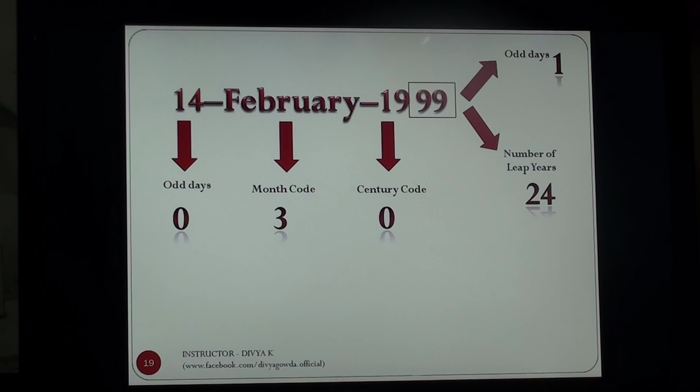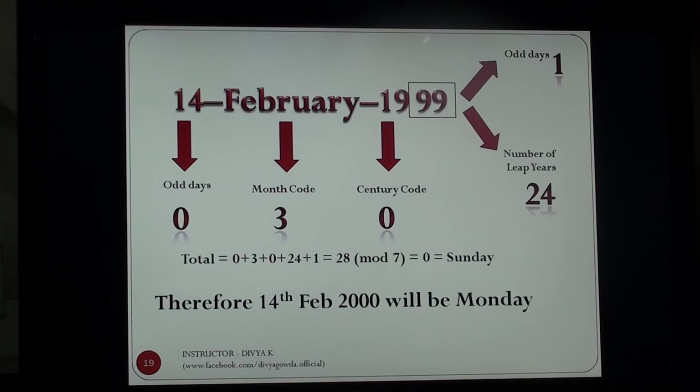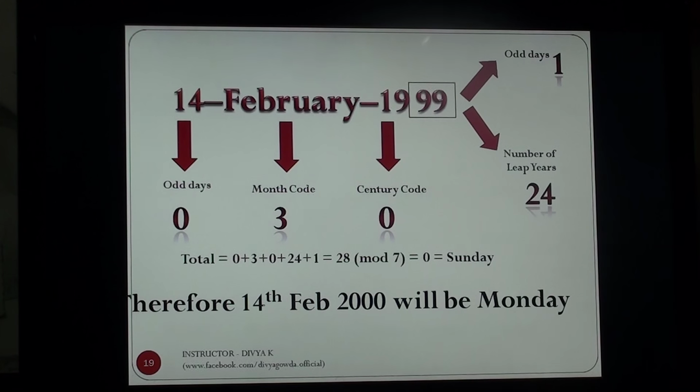Skip the remainder, just consider the quotient. There were 24 leap years. Now you just add everything. You get exactly 28. 28 mod 7 gives 0 as the remainder. 0 means it was a Sunday. But Sunday is not your answer, because I didn't ask you the day on 14th Feb 1999. I asked you 14th Feb 2000. So from 1999 to 2000, one day becomes extra because there is one odd day. So 14th Feb 2000 will be a Monday.